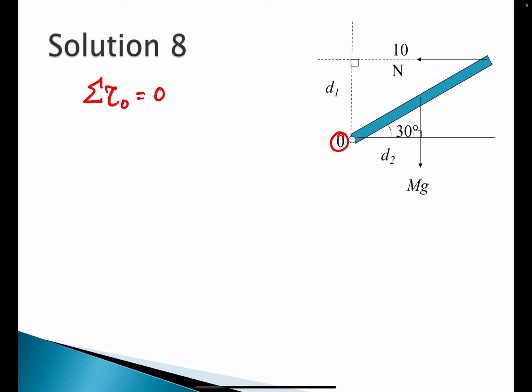When you draw the diagram, you need to determine D1 and D2. D1 and D2 are the perpendicular distances to the line of action of the forces, the 10 Newton force and mg. Let's say we put this one as D1, and this one is D2. So you can apply 10 times D1.